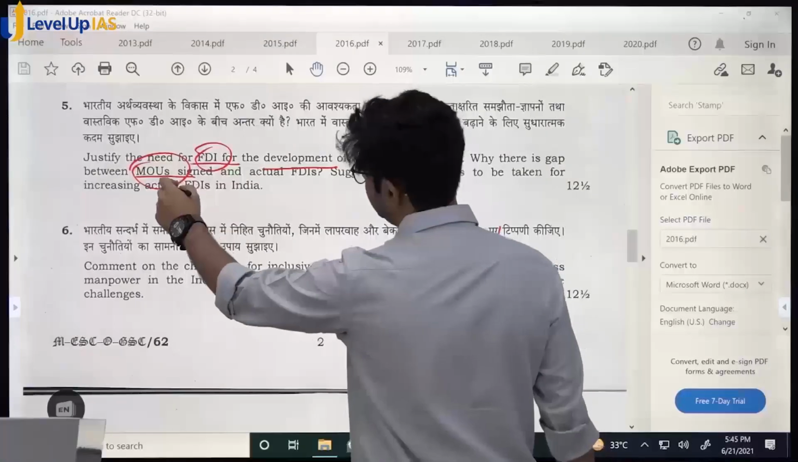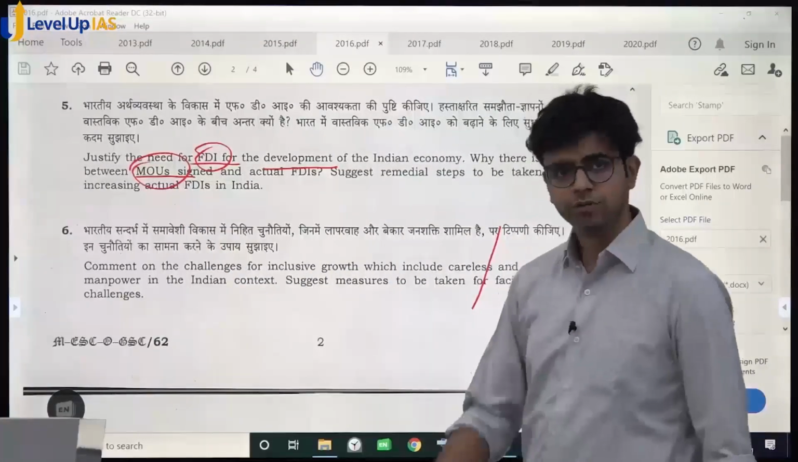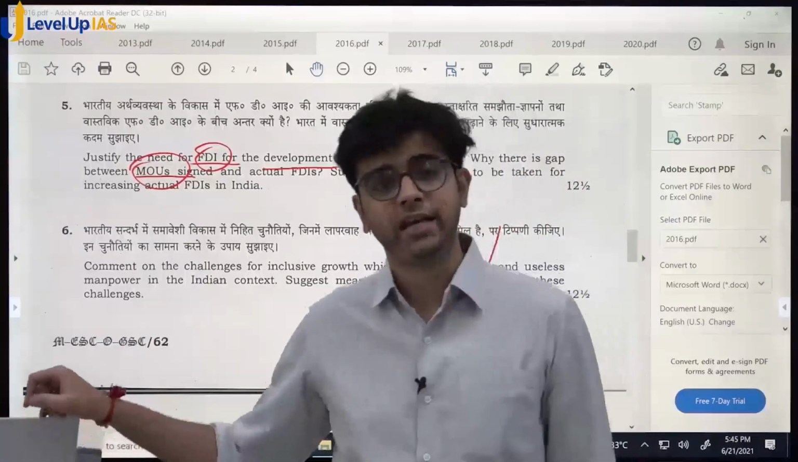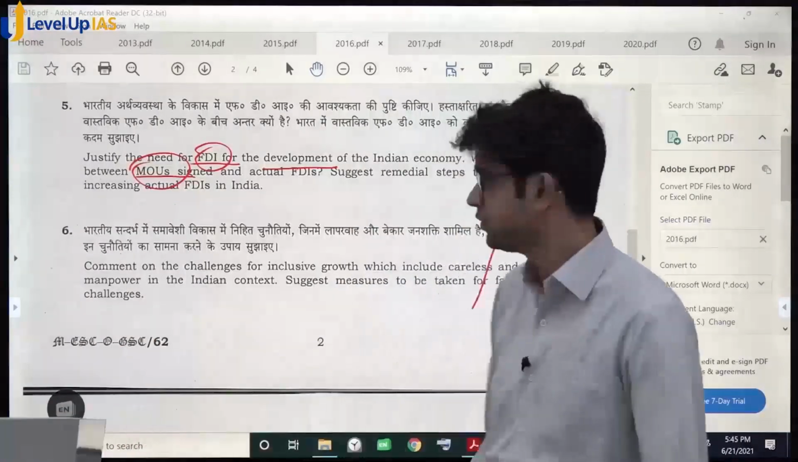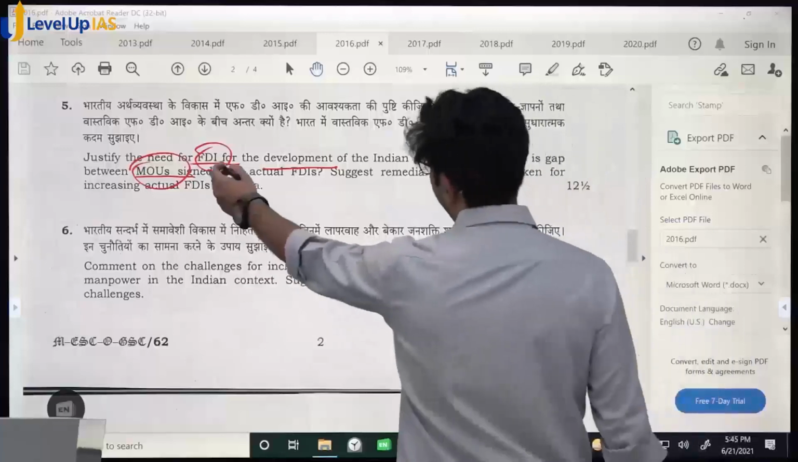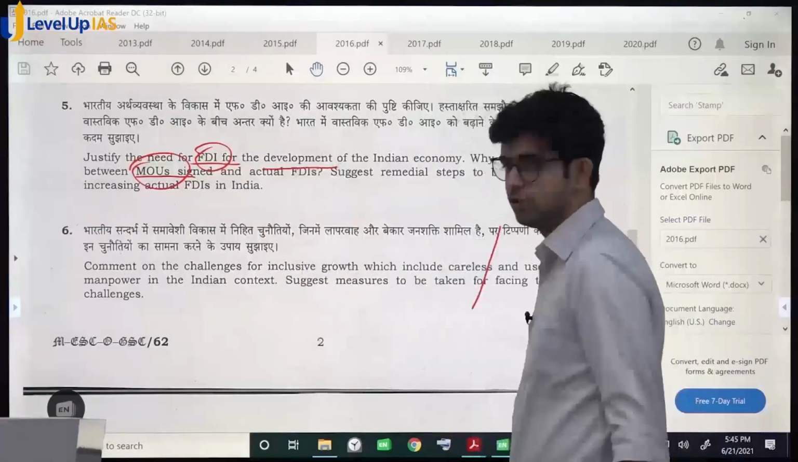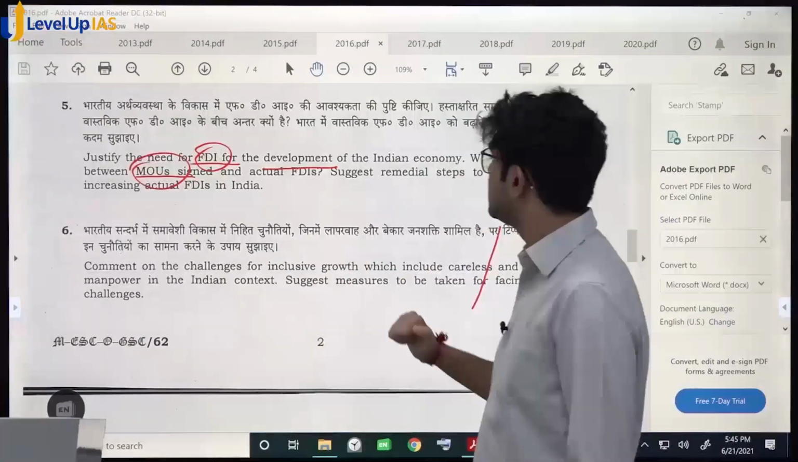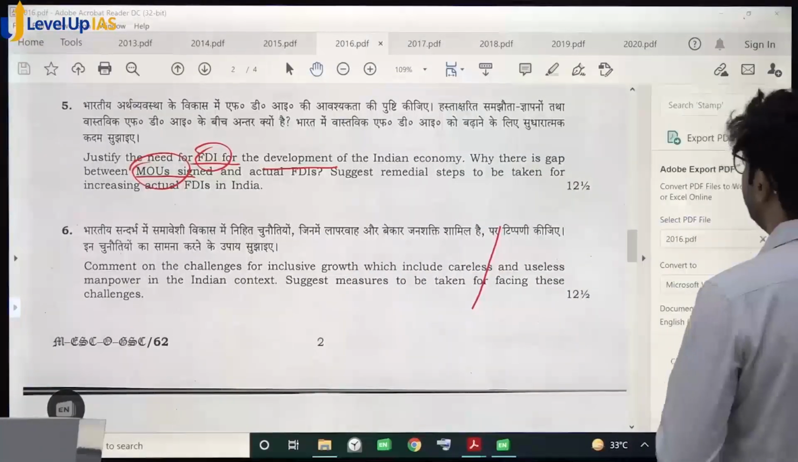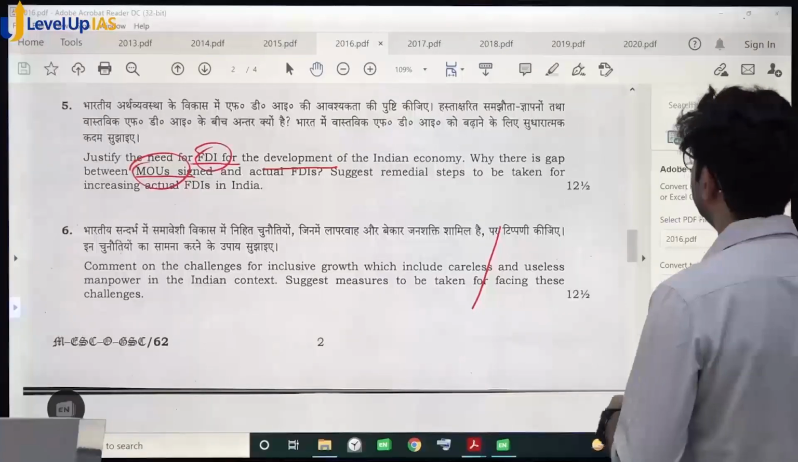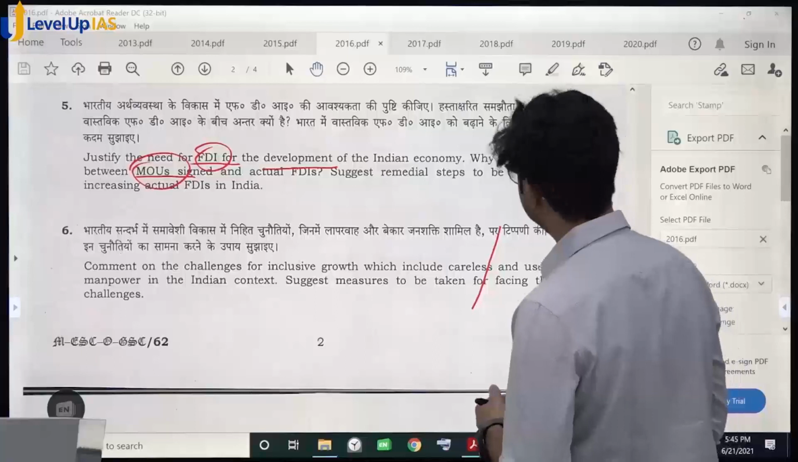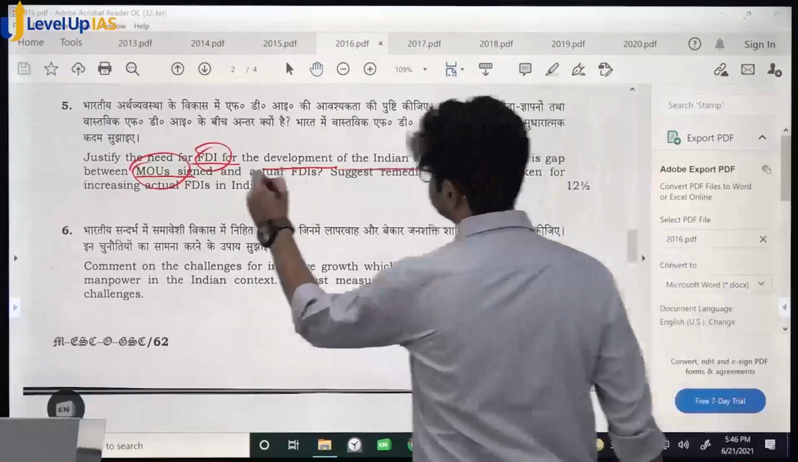FDI is the fund. So these MOU terms and conditions also give a shade of point number 10 of GS3, which is investment models. So that is one. Secondly, most importantly, it is mobilization of resources. Now let us come back to the question and divide it into parts. Justify the need for FDI for the development of the Indian economy. Why there is a gap between MOUs signed and actual FDIs. So the first part is this.